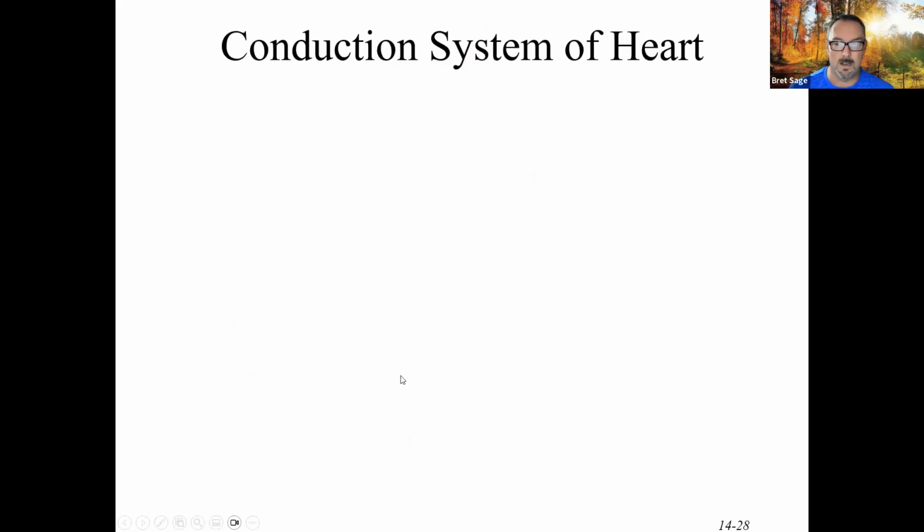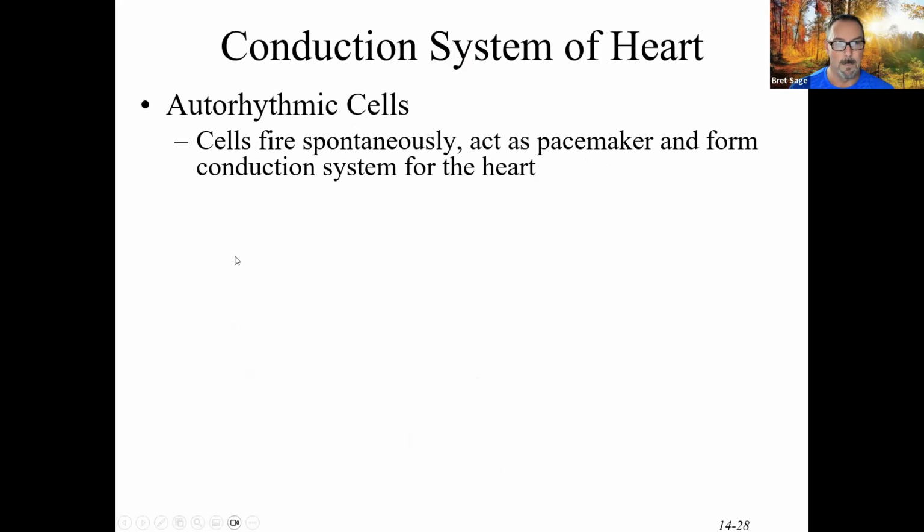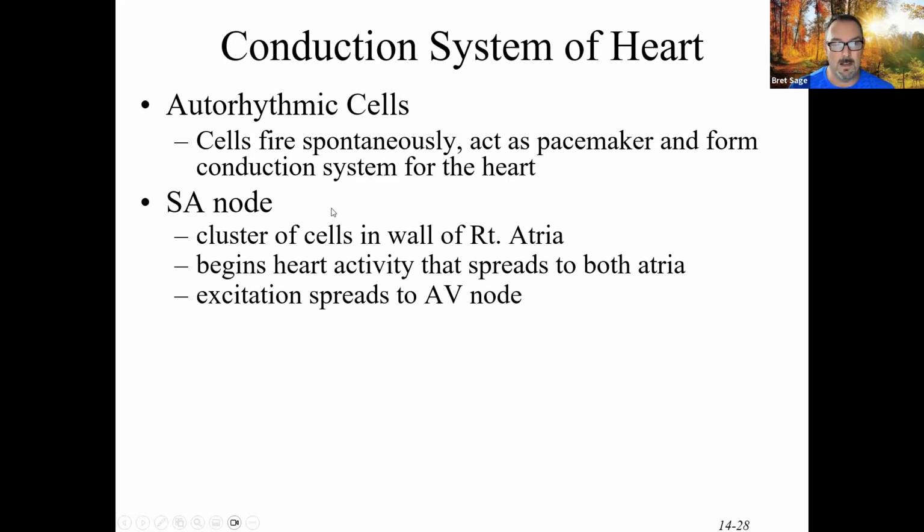A conduction system, we're talking about the nervous system of the heart. There are autorhythmic cells, which means that they can contract without specific innervation from the nervous system. And they can act as a pacemaker and form the conduction system of the heart. The primary pacemaker of your heart, natural pacemaker. Now, we're not talking about a pacemaker that gets implanted. That's an external or artificial pacemaker. You have a pacemaker in your heart, and it's called the SA node, or sinoatrial node. It's a cluster of cells in the wall of the right atrium.